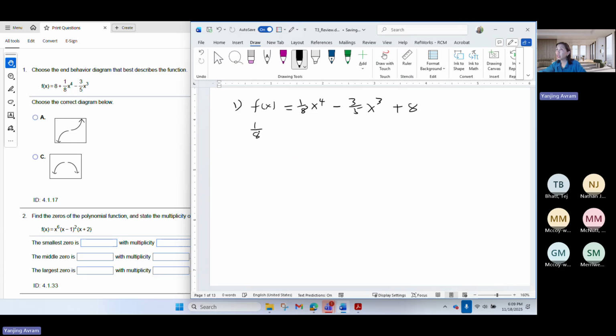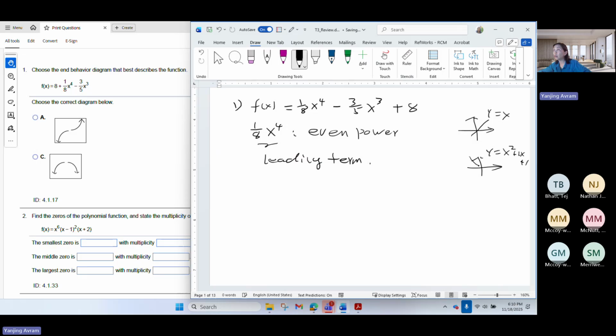The highest degree is x to the 4, so this is called a quartic. This one has an even power. The first term, usually we call the leading term. Why do we call it the leading term? Because this term determines how the graph will look. If you have y equals x, this will be a straight line, right? If you have y equals x squared plus 2x plus 1, this is going to be a parabola, because it is x squared. And if I have y equals x cubed, it is going to look like something like that. So the first term determines how the whole graph looks.